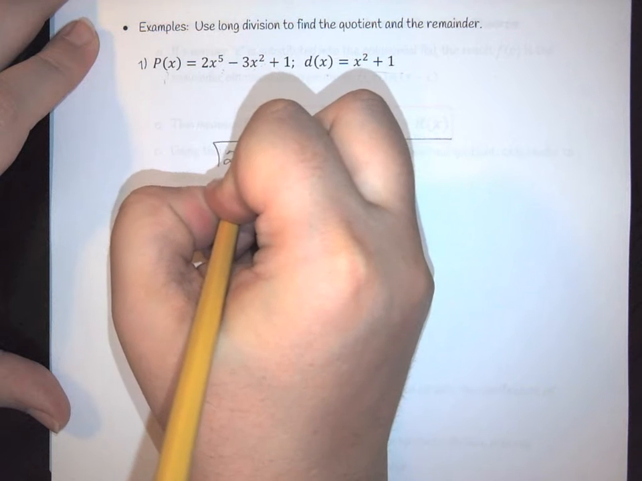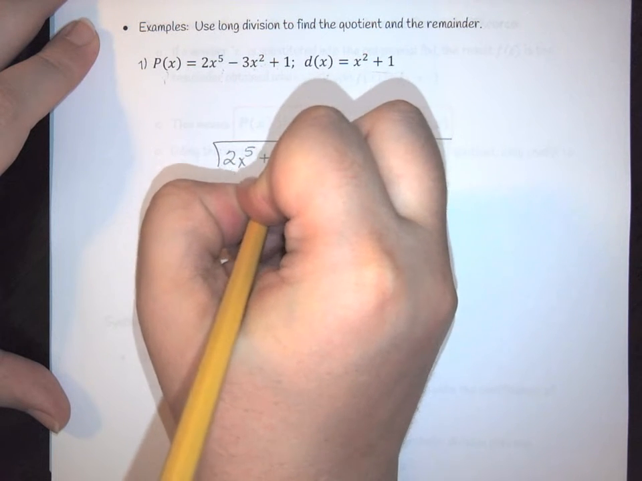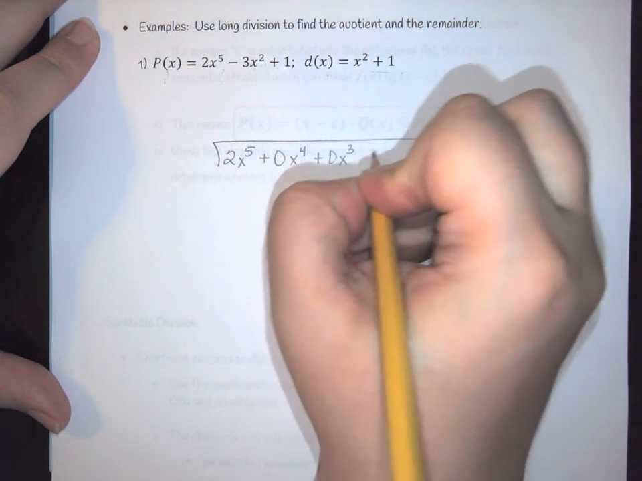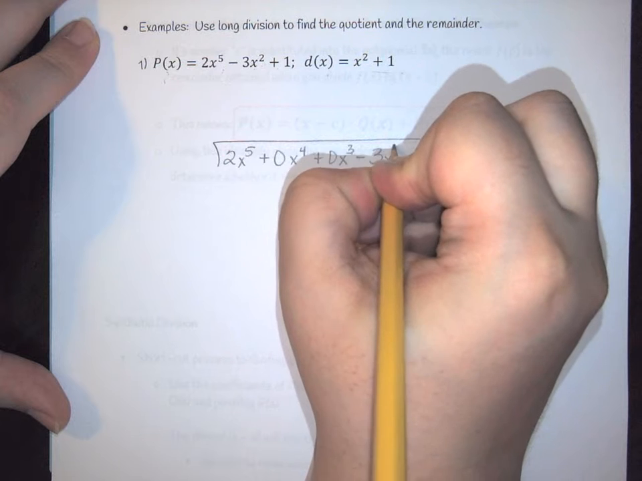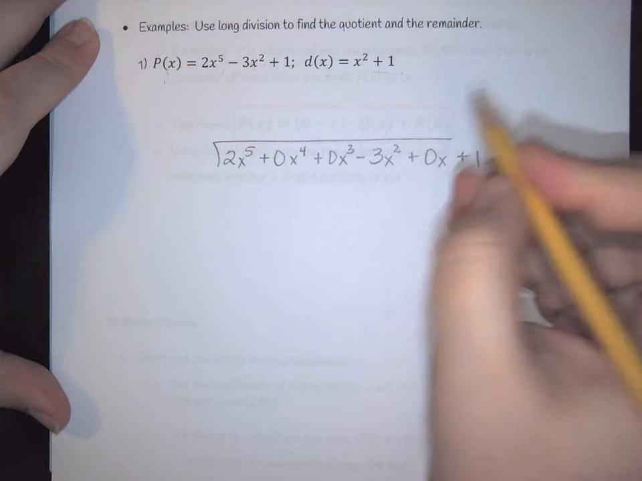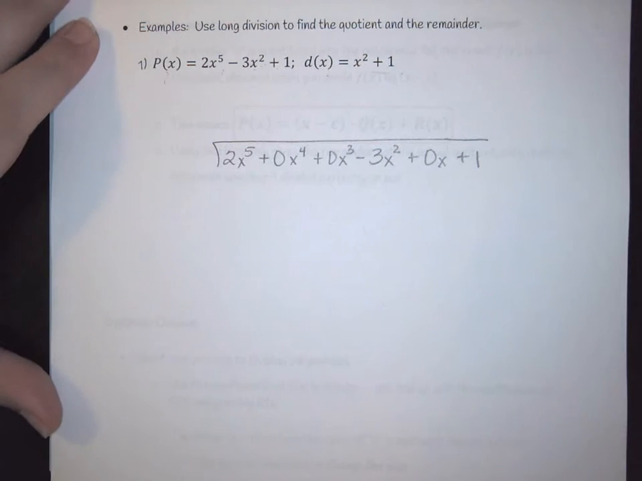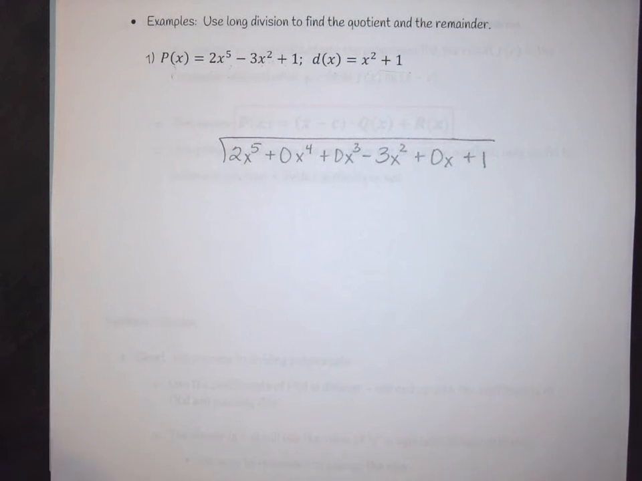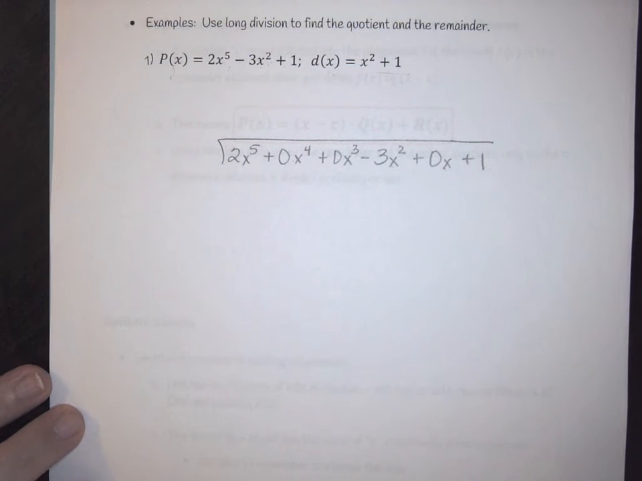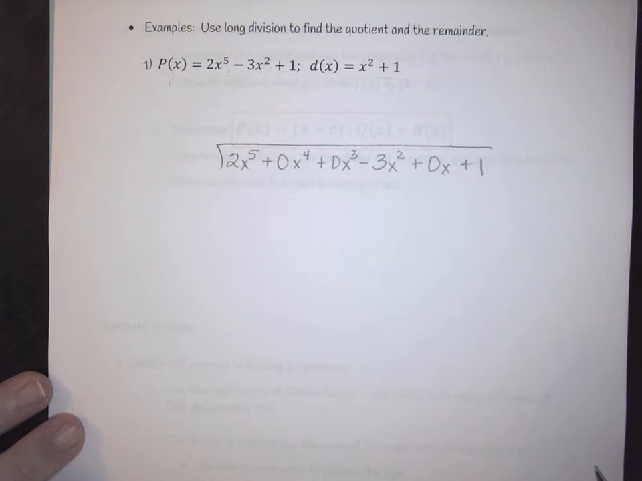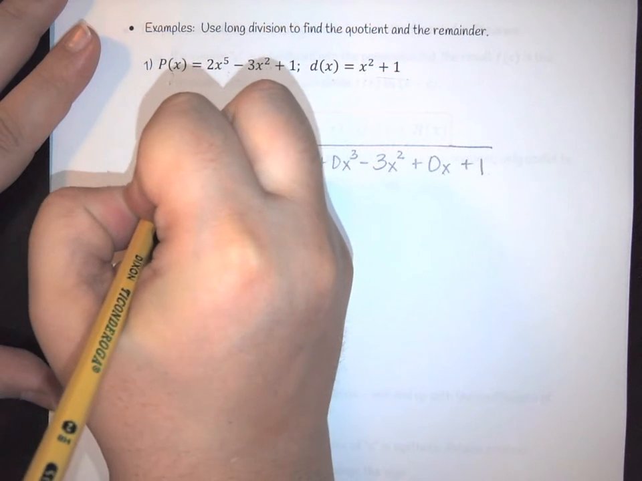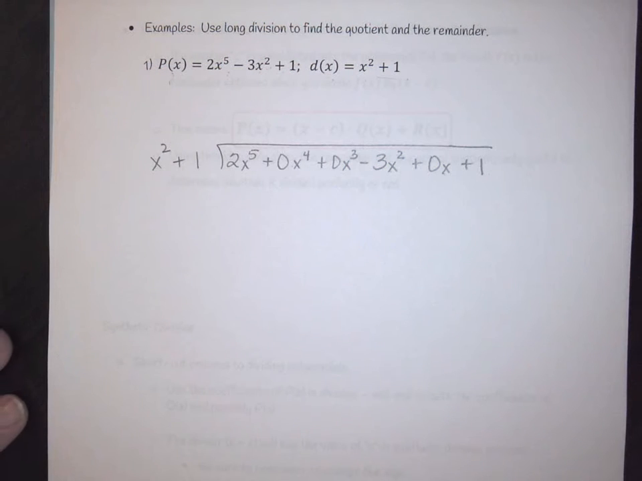What do I mean by that? We started with 2x to the 5th. Then we have 0x to the 4th, 0x cubed, minus 3x squared, plus 0x, plus 1. Notice I've included every single power stepping down in descending order. Now, my divisor was x squared plus 1, so on the outside over here is going to be x squared plus 1. So this is your divisor.